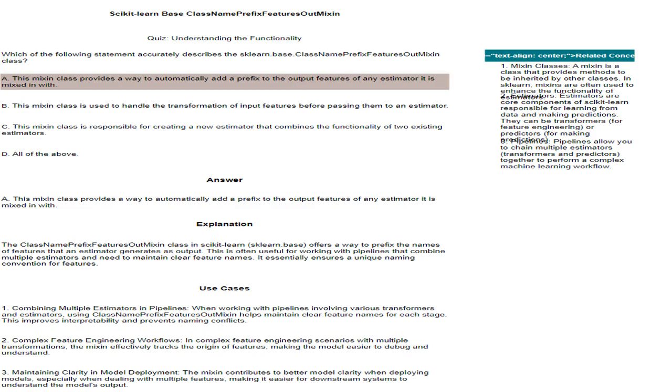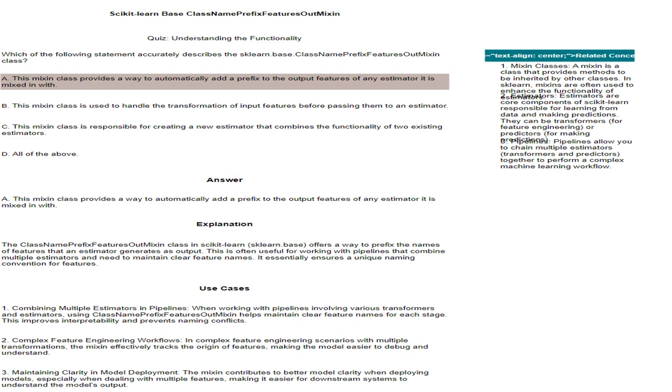Imagine you have a pipeline where a StandardScaler is followed by a logistic regression estimator. The mixin allows you to label the output features of the logistic regression estimator with a prefix like LR to distinguish them from the scaled features. In a more complex pipeline, you might have multiple feature extraction steps. The mixin can add prefixes to the features produced by each step, helping you track their origins and understand their relationships to the final predictions.